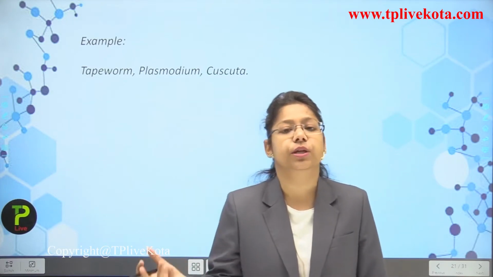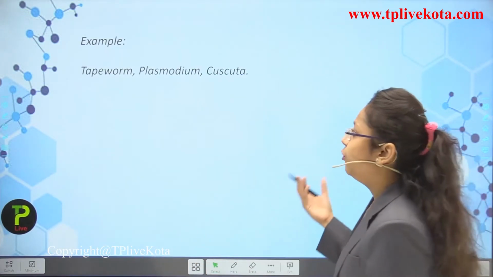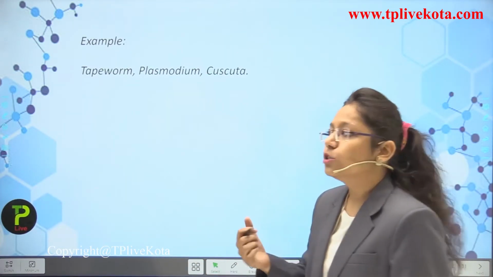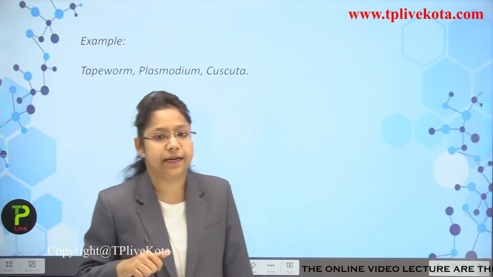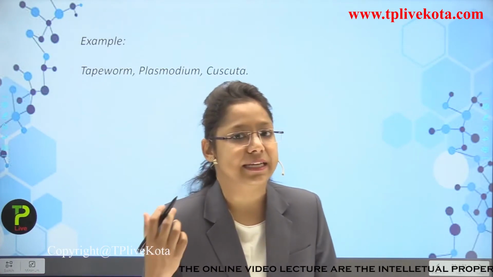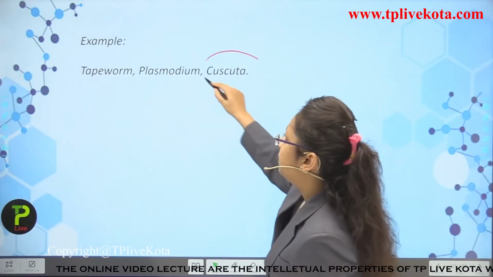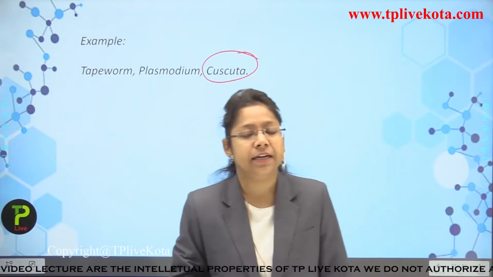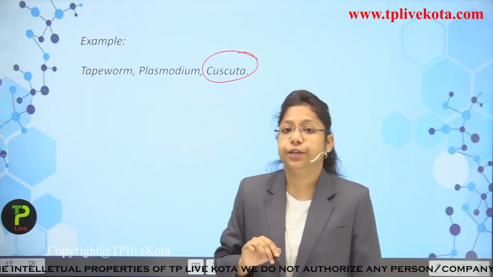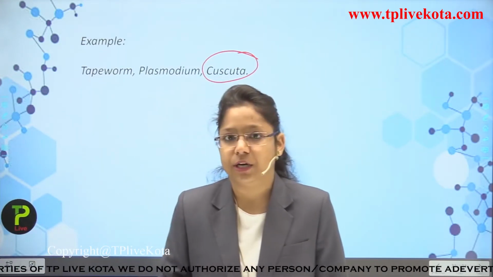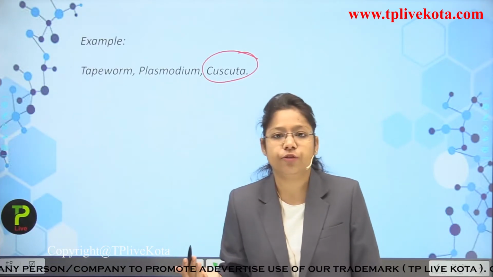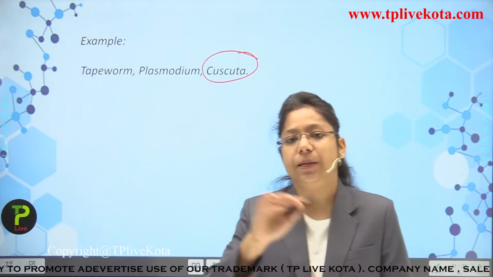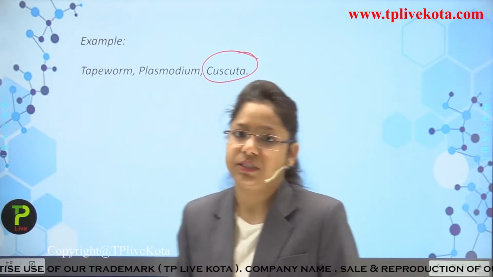I will show you the pictures also of tapeworm, plasmodium, cuscuta. So there are many plants also which act as a parasite. Actually, there are some plants like cuscuta. I am just taking an example. So cuscuta is a plant which forms the nutrition from another plant body. Actually, it lacks chlorophyll. So it does not synthesize its own food. So what happens? It is just dependent on another plant for survival.